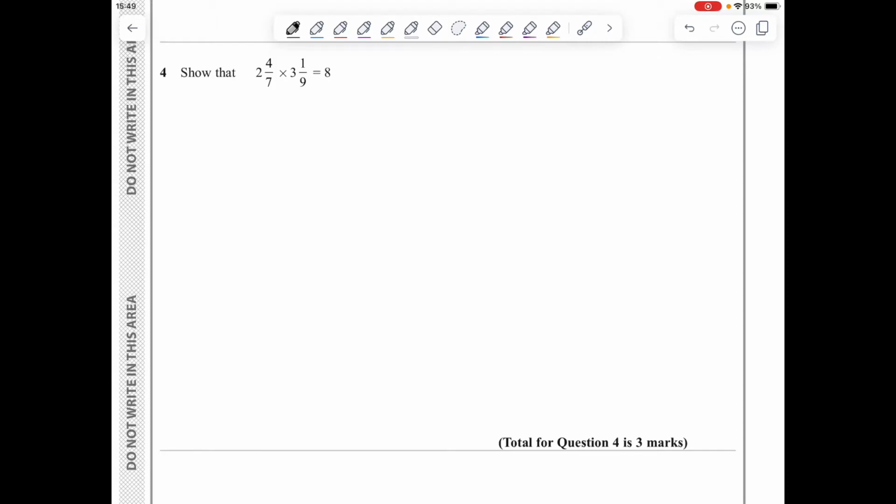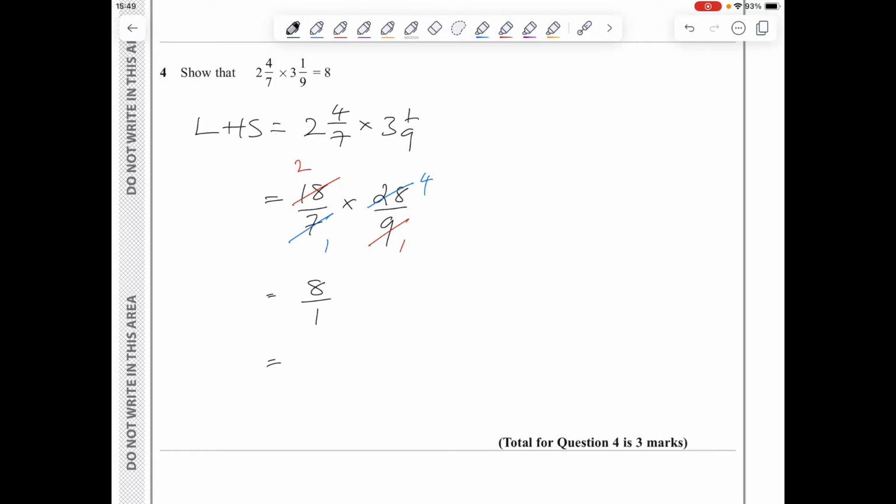For question 4, I will rewrite the left-hand side. Then I'm going to change both fractions into improper ones. So I've got 18 over 7 times 28 over 9. Now I can simplify the 18 with the 9, and I can also simplify the 28 with the 7. So this will give me 8 over 1, which is equal to 8, which is equal to the right-hand side.